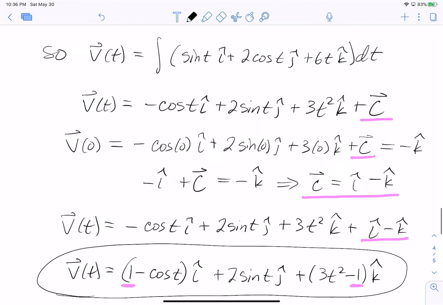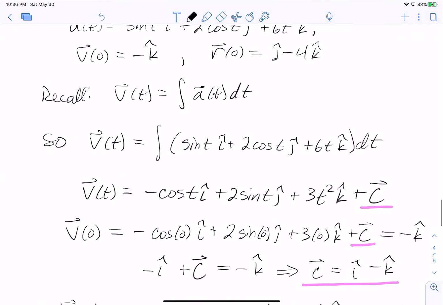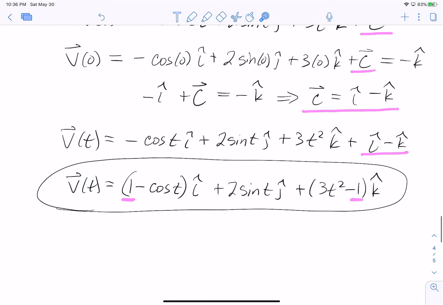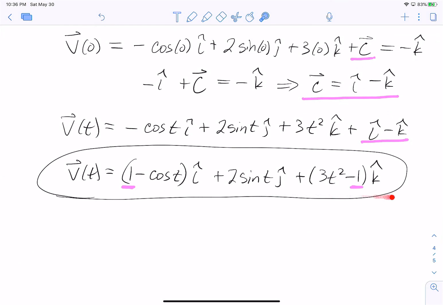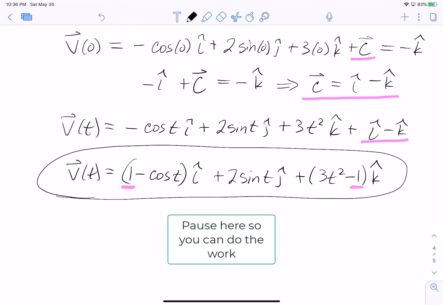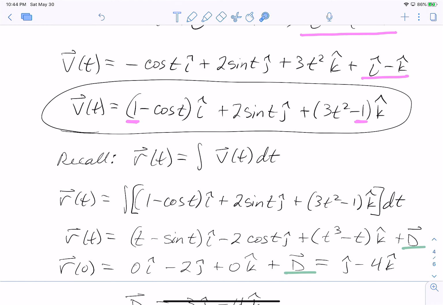I'd like for you now to use the fact that r(0) is equal to j - 4k and the velocity function that we just came up with, and find the position function here. Go ahead and pause the video and come back when you're done. Well, here's what I came up with.